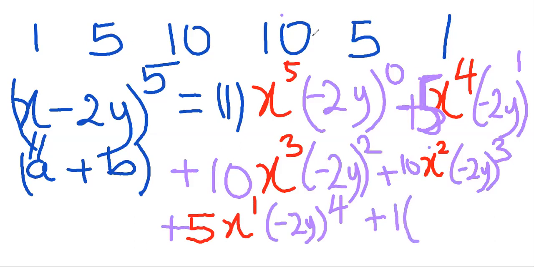And then you have x now becoming 0. X becomes 0 here. And then you will have minus 2y now raised to power 5.